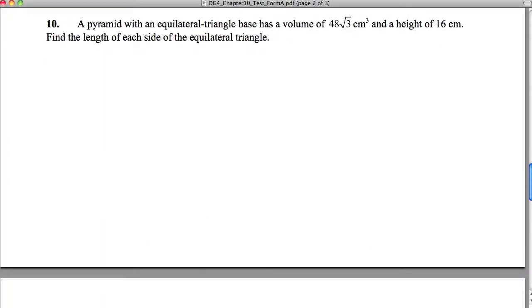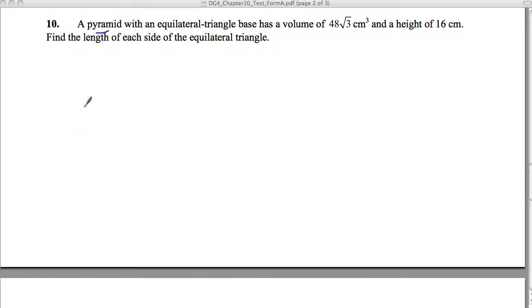All right, here on problem number 10, we want to find the length of each side of this equilateral triangular based pyramid. So I'm going to draw a couple pictures here to start. Let's go ahead and draw this pyramid to start. And I'm going to do my best. Obviously, I don't have the greatest skills, but just bear with me for a moment.